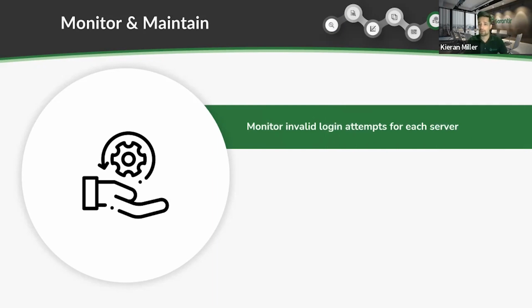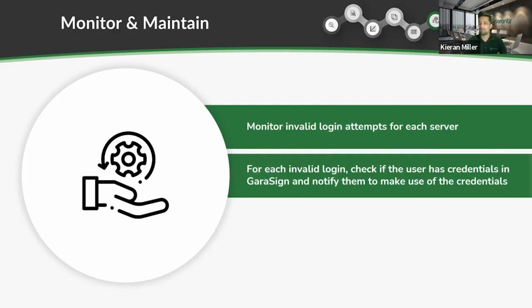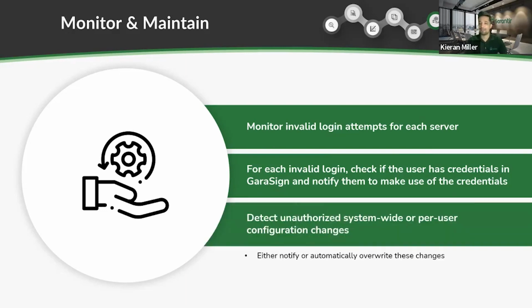So you want to monitor invalid login attempts for each server. And then for each invalid login, you want to check if the user has credentials in GaraSign and notify them to make use of those credentials. And then you want to detect unauthorized system-wide or per user configuration changes. So basically anything that's trying to revert the configuration back to the old approach for authentication, you want to detect those and automatically override those.